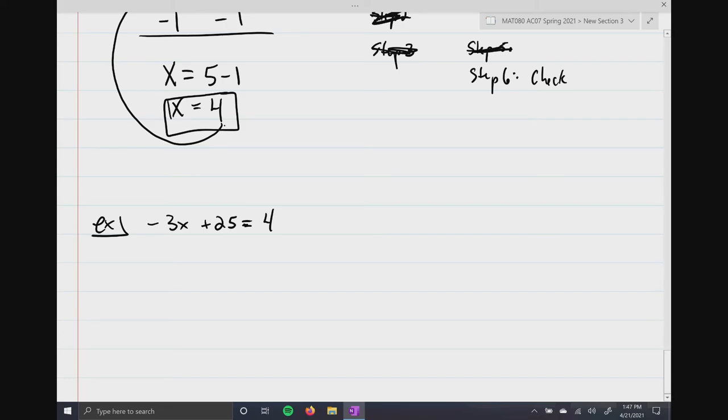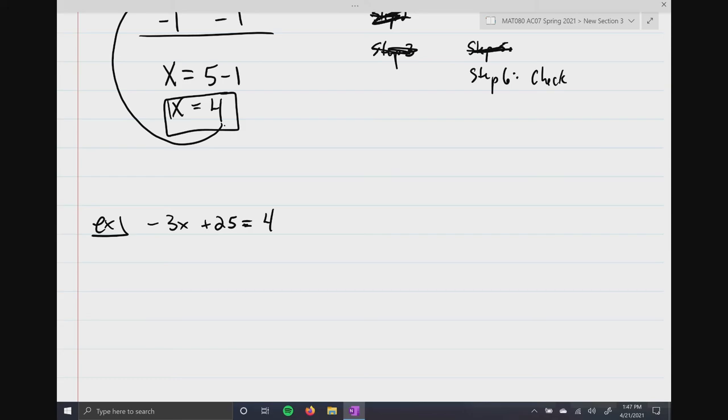Guessing is for, I don't know, old people in the mall that look at how many gumballs are inside a stupid, you know, container. And then you win some cash. That's guessing. I don't want to guess. I hate guessing. I got better things to do with my time. So, I follow my steps.